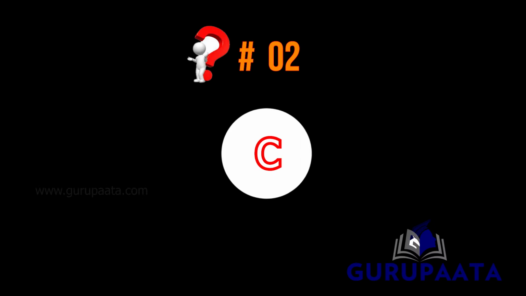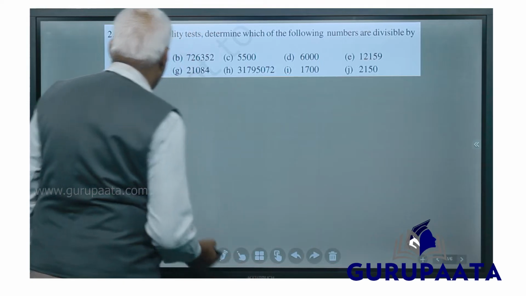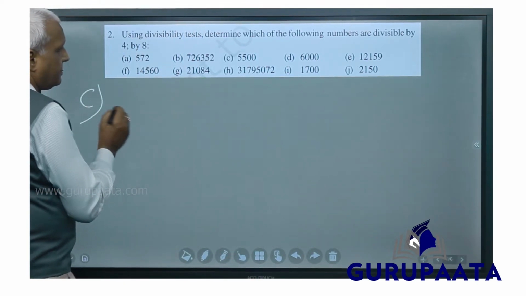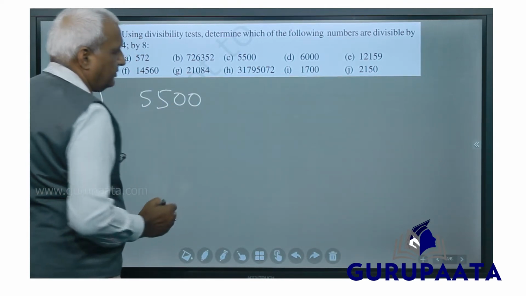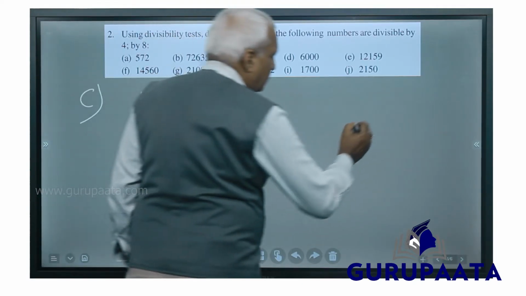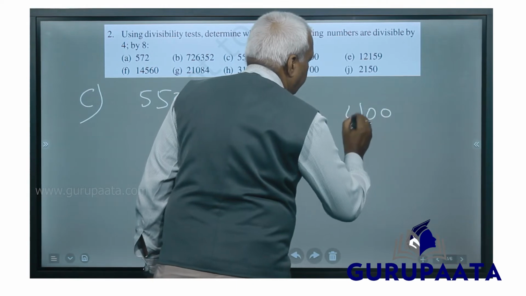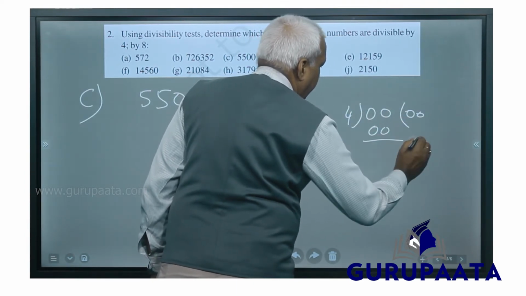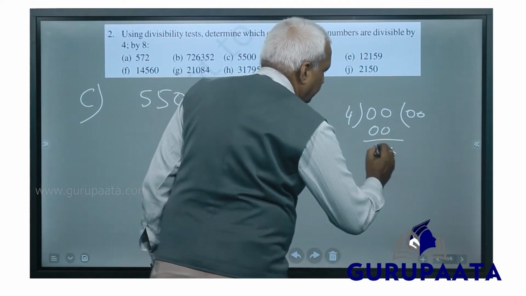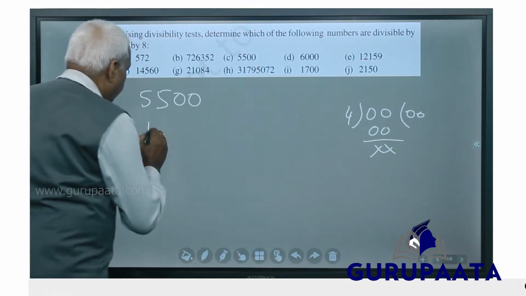Now we will see question number C. Divisible by 4. 00 divided by 4 is 00. Okay. Divisible by 4.